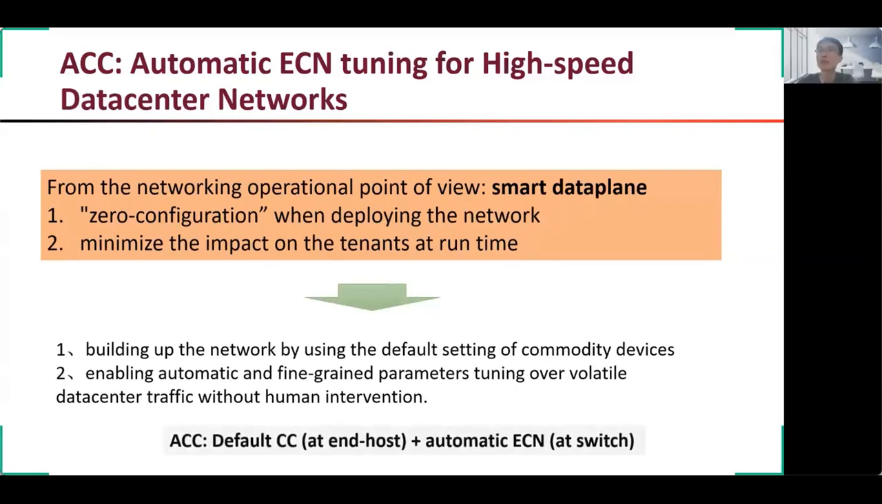DCQCN is the default congestion control mechanism integrated into hardware by most RDMA NIC vendors, and is widely used in DC and works with the ECN mechanism. The ECN mechanism is supported on commodity switches and affects the DCQCN behavior and network performance a lot. So we can do automatic ECN tuning for high-speed data center networks.